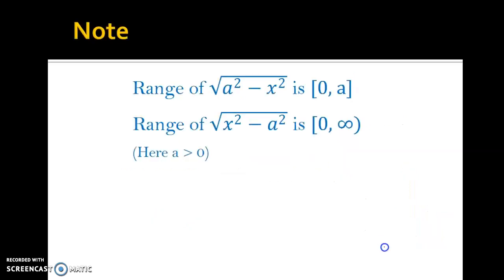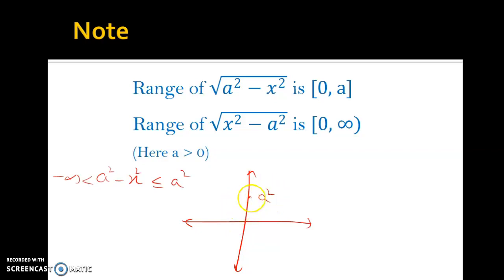Now two special cases. Range of square root of a square minus x square. First of all, see a square minus x square. A square minus x square has a maximum value of a square, and it starts from minus infinity. We plot the range on the y-axis, minus infinity to a square. A square is somewhere here. So the range of a square minus x square is from minus infinity to a square.